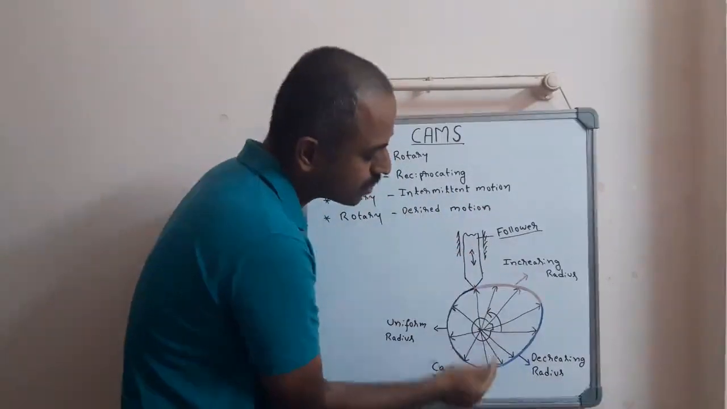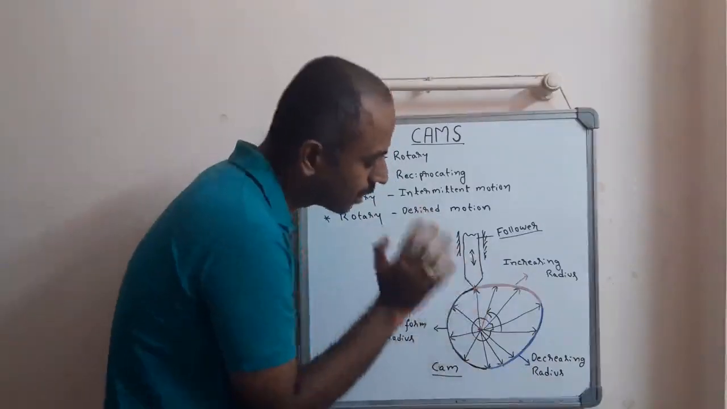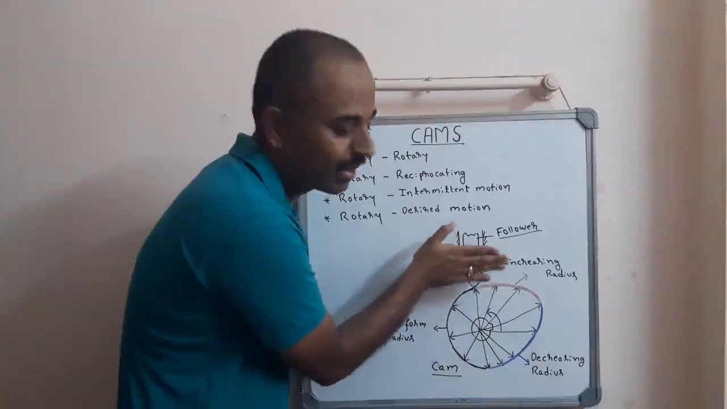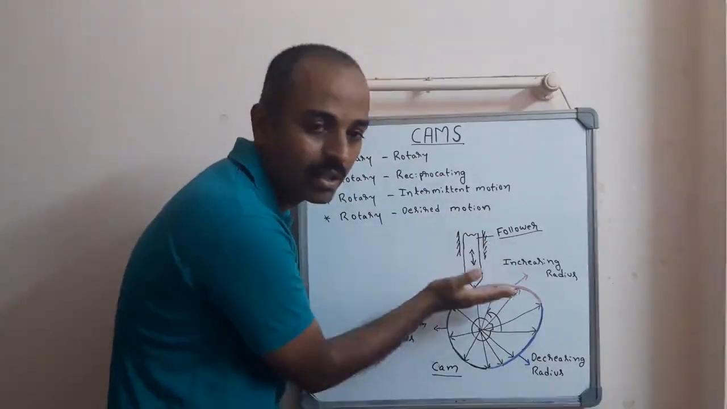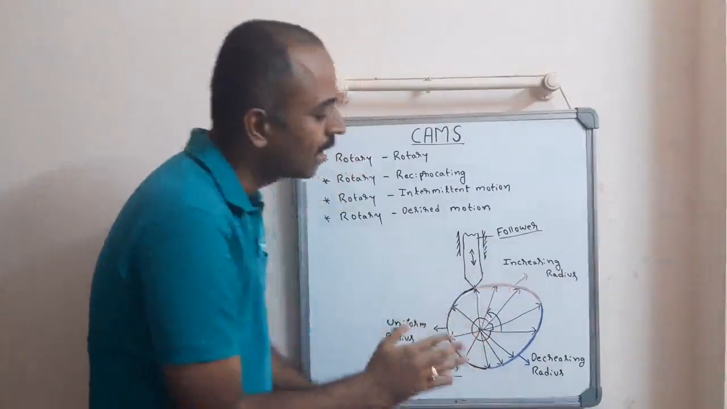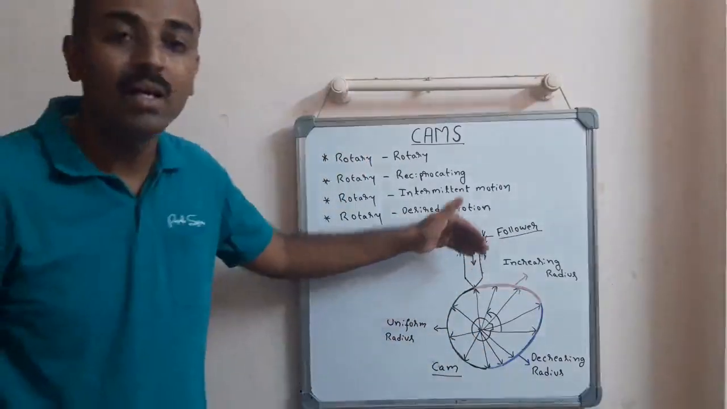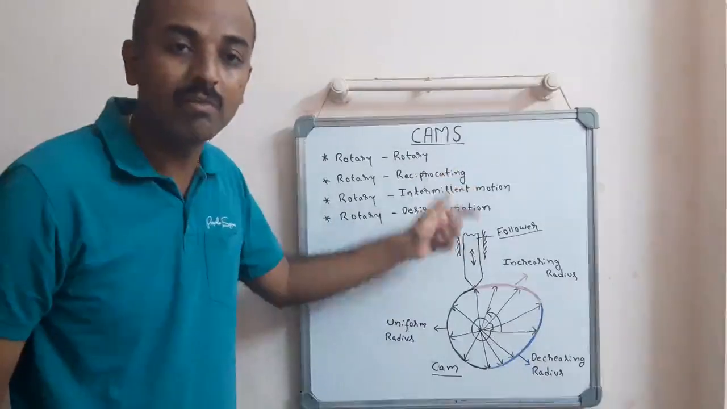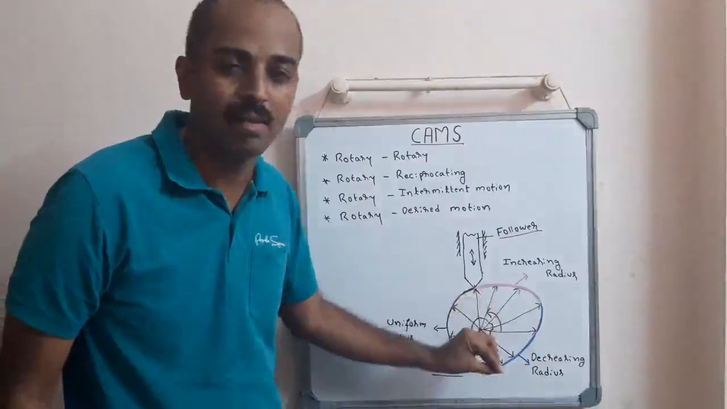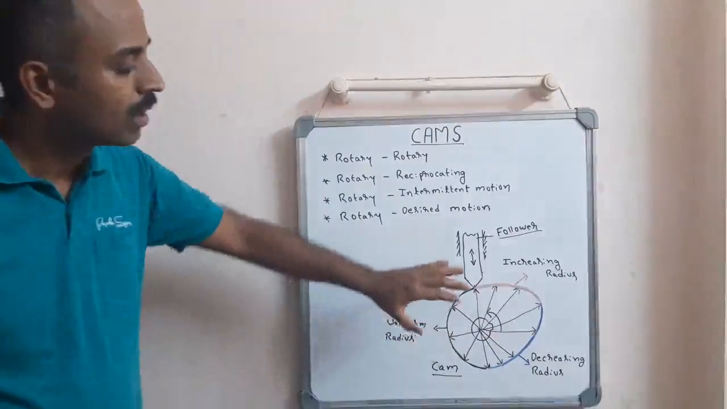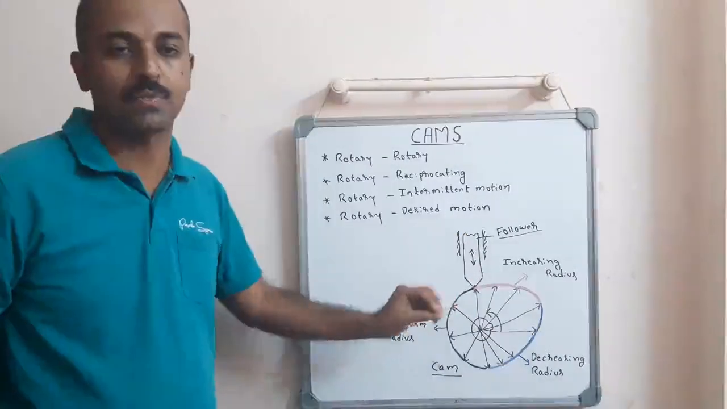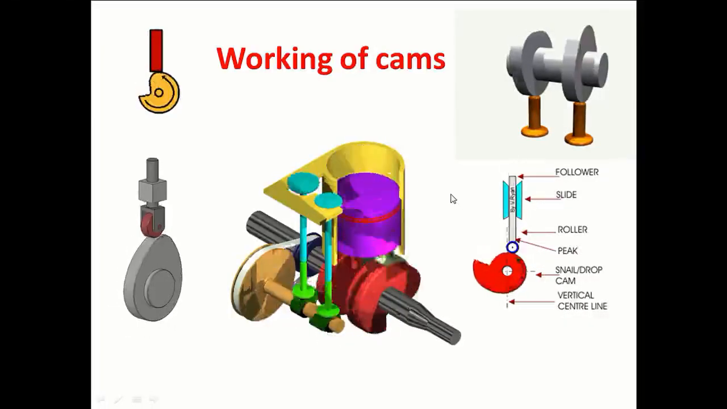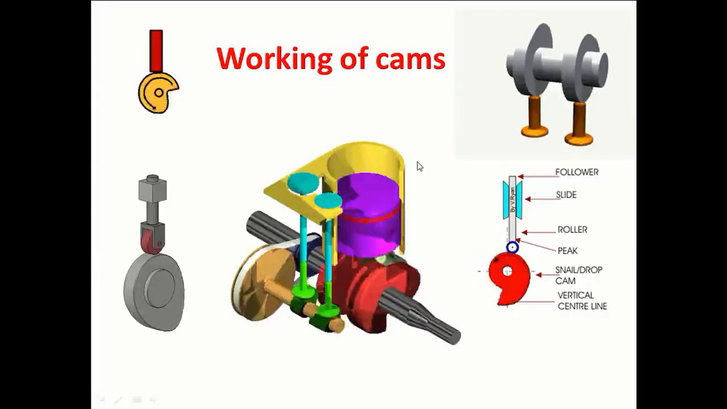When the follower comes in contact with this portion of the cam wherein the radius is uniform, the follower will be at rest. That is, it will not have any upward or downward motion. Like this, we can have the desired type of output motion through this follower by giving a particular shape to the cam. This is how cam follower arrangement works. Let us go through some of the animations for better understanding of the working of cams.